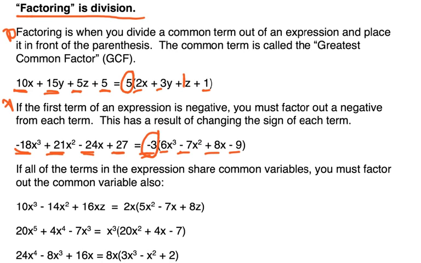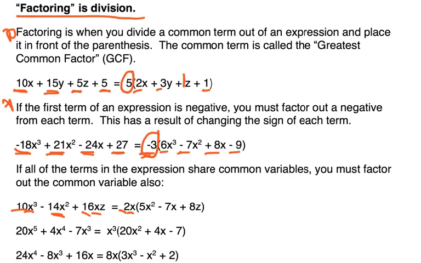If all of the terms in the expression share common variables, you must factor out the common variable also, such as x cubed, x squared, and xz all have an x in them, so we bring out an x. 10, 14, 16, they are all divisible by 2, so the GCF is 2x.